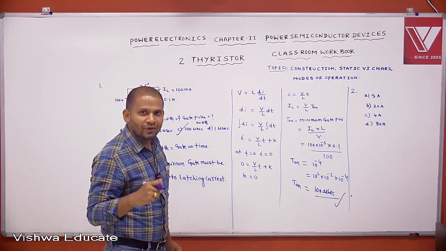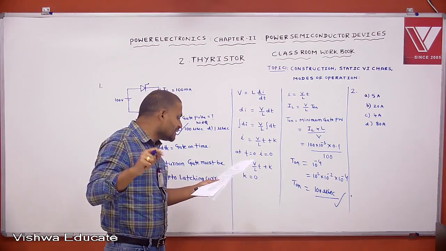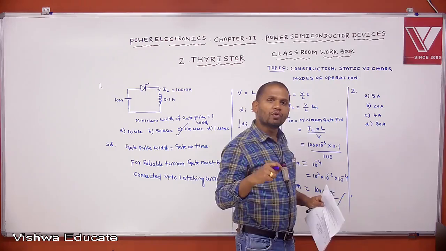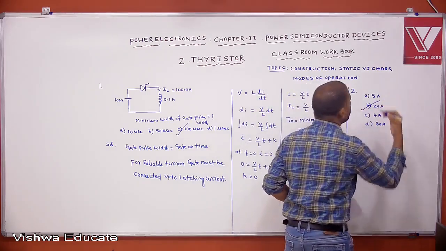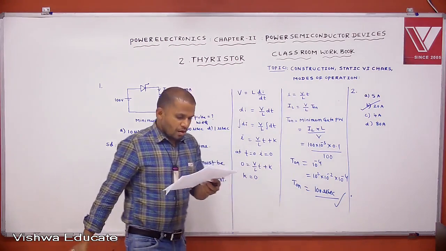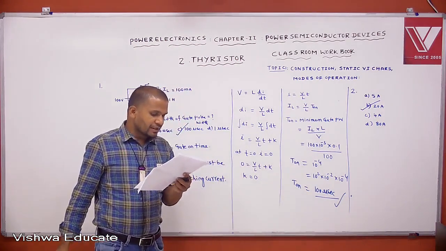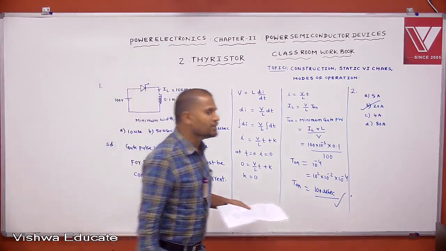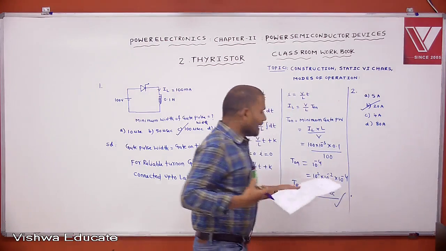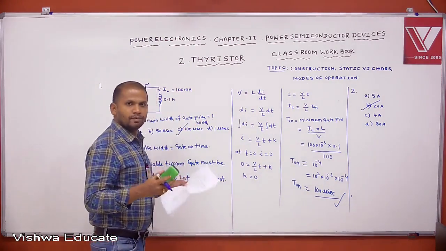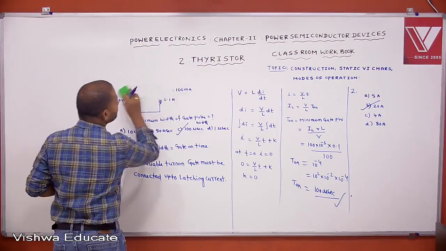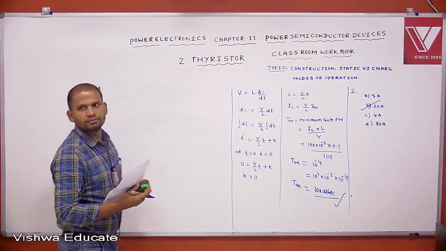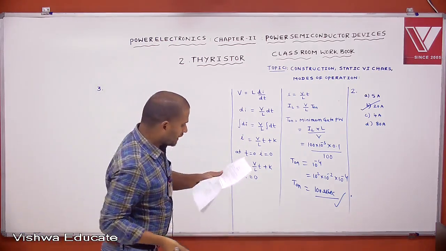Then what is the answer for this one? During the conduction of SCR, what current is given? 20 amperes. Then if you reduce the gate current to 1 by 4, again the current is 20 amperes. For question number 2, the answer is 20 amperes. That is option B. Option B is correct. Then concentrate on question number 3.